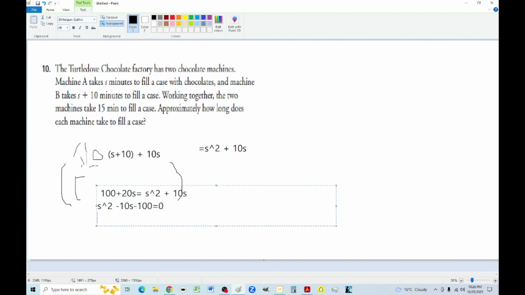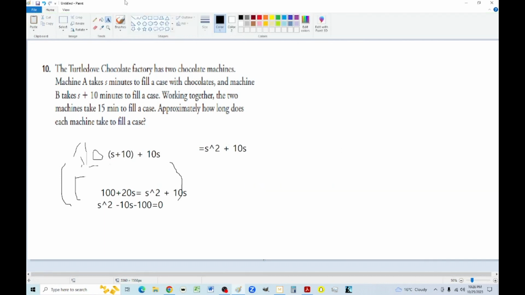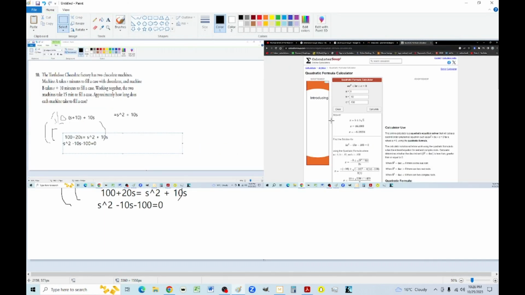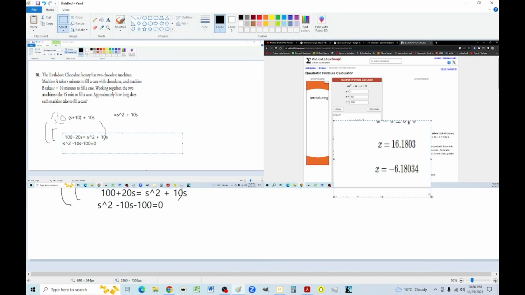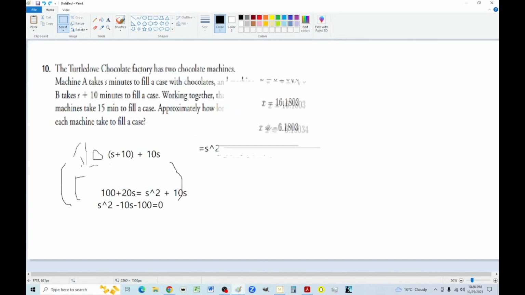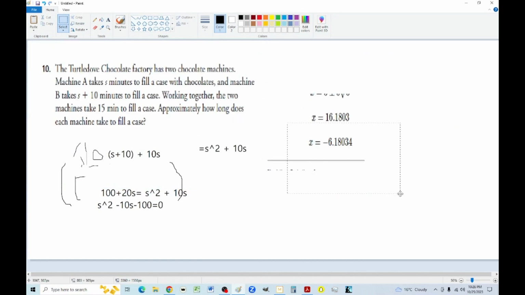So I think I have to put that into the formula. So I have 1 for A, minus 10 for B, and minus 100 for C. Let's see if anything comes of that. And yeah, we have 2 possible answers, and 1 is negative. So obviously you can't have negative time, so you can dismiss one of them. And it looks like S is 16 minutes. So that's the solution for S.